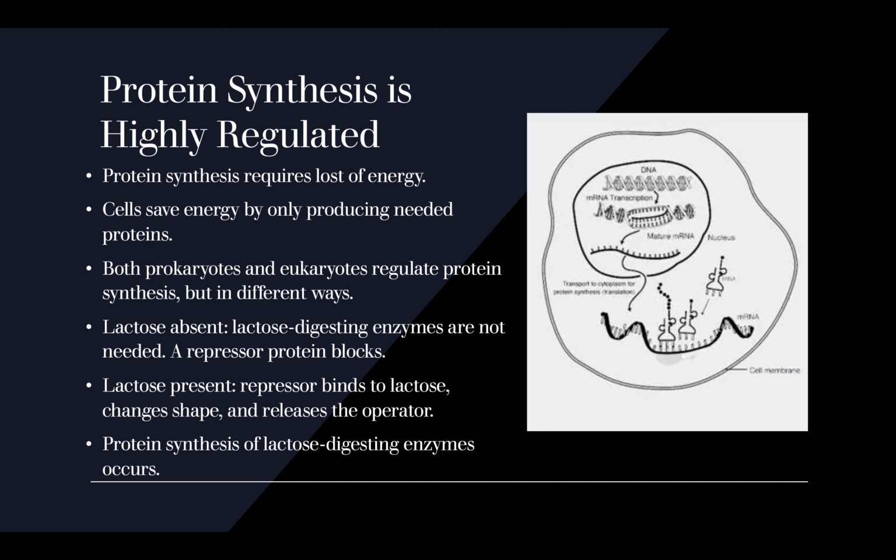And protein synthesis of lactose digesting enzymes will then occur. So this is just an example of how it's highly regulated. In this image, I'm showing the process we talked about before. We have a DNA strand being transcribed to mRNA, messenger RNA. This all takes place in the nucleus. We transport to the cytoplasm for protein synthesis, and then we have the whole process of protein synthesis happening that we talked about previously.